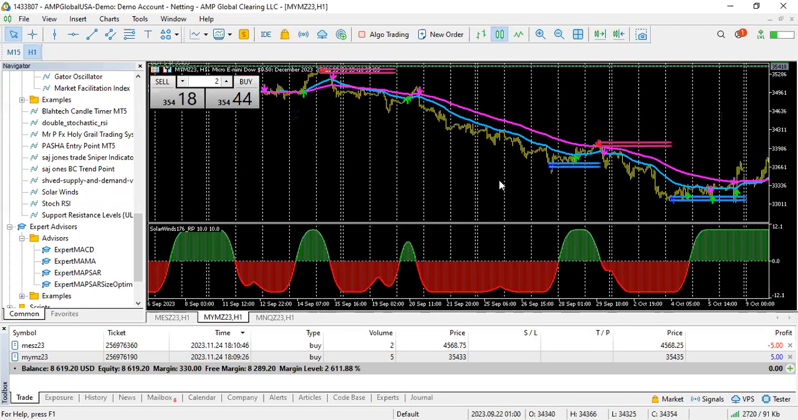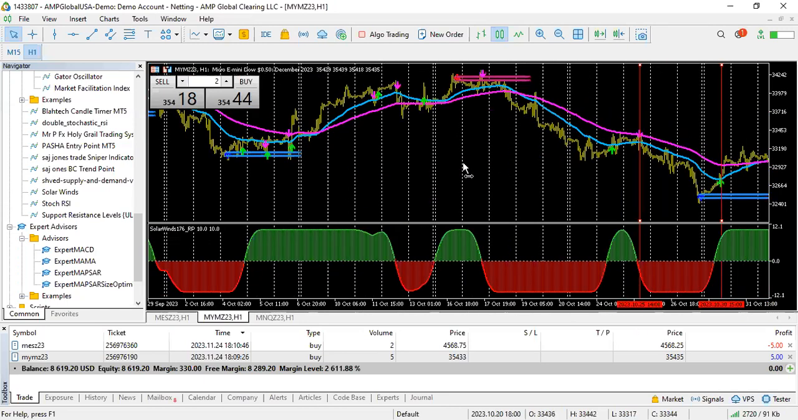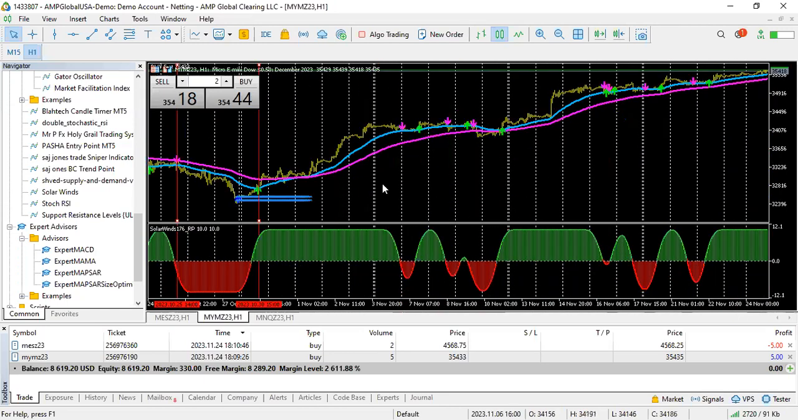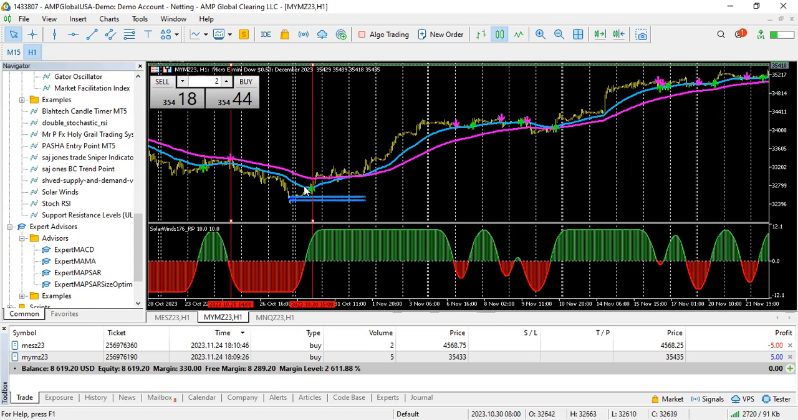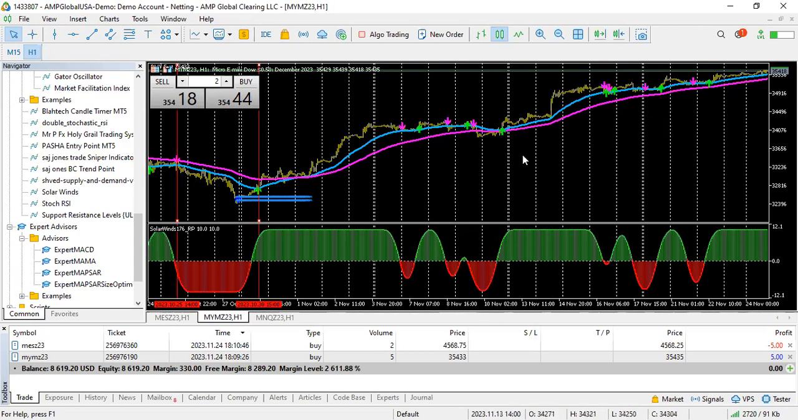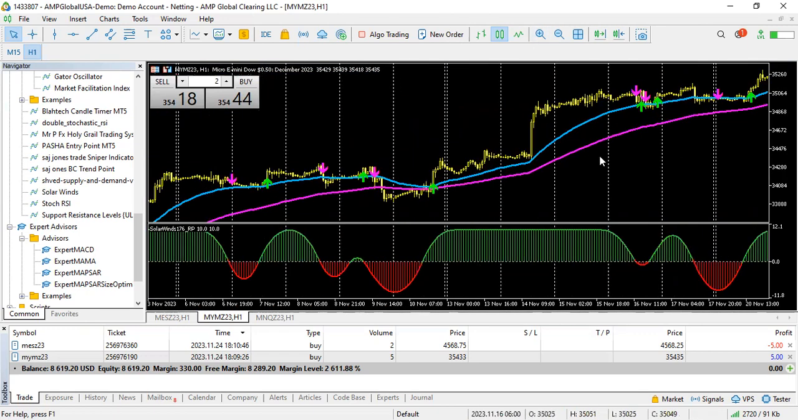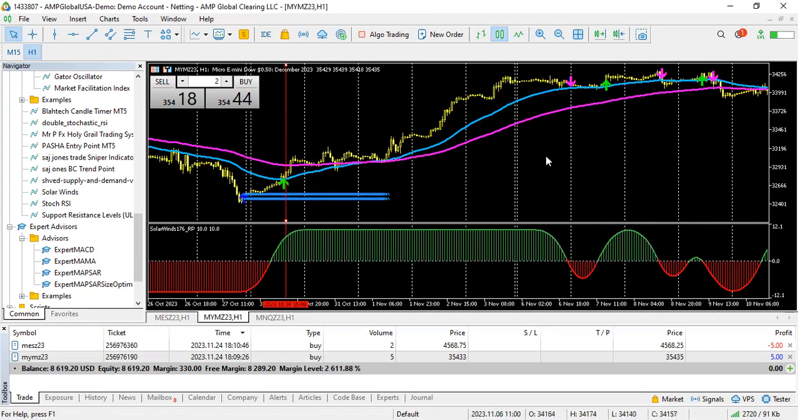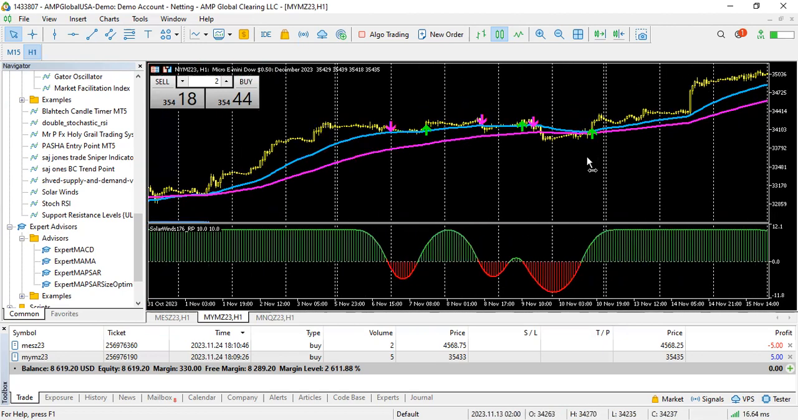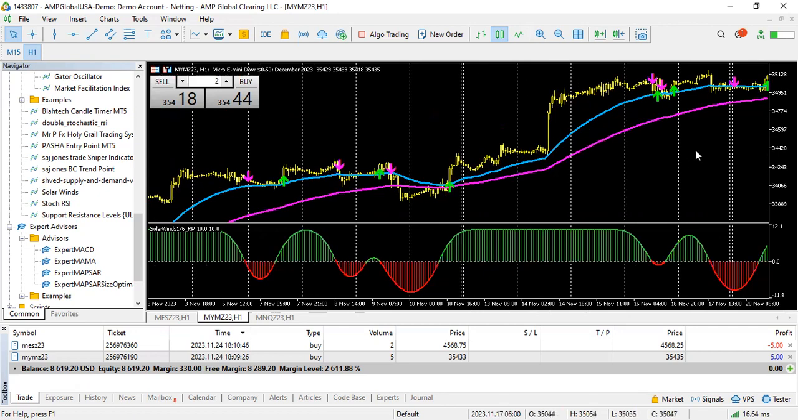So let me show you how many crosses that you're going to get based off of the hour, right? So you got a cross here. Now look how long this moved up. This moved up for days on end. The market was in the uptrend for days on end. That's another thing with futures, right? The futures market will move in the same direction for days on end.